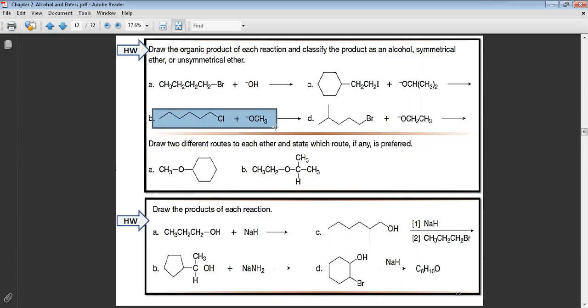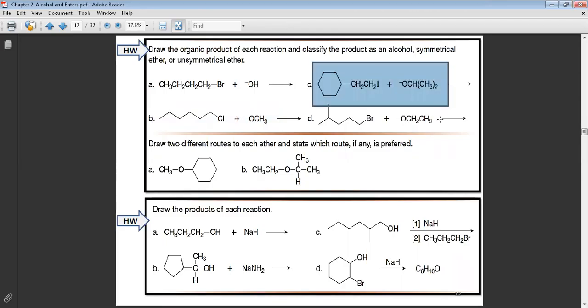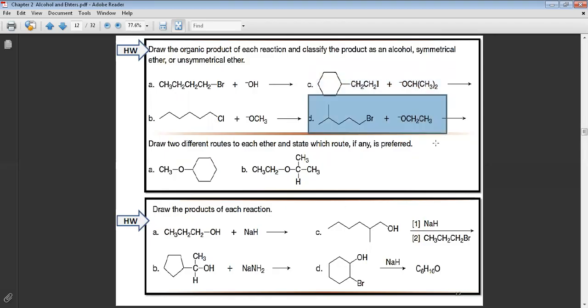Ether. Okay? Ether. Symmetrical or unsymmetrical? Unsymmetrical. Okay, good. You have this. What is the product, alcohol or ether? Ether. Symmetrical or not? Unsymmetrical. Okay, good. You have this. What is the product? Ether.